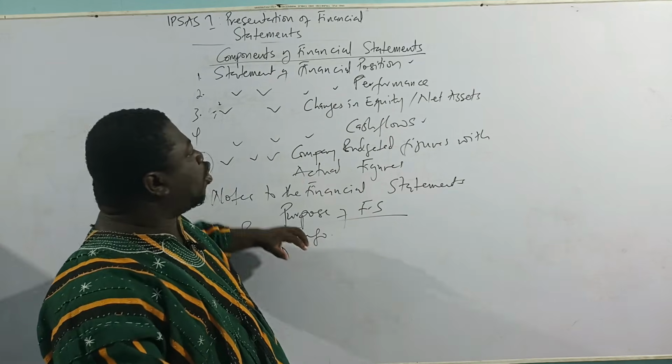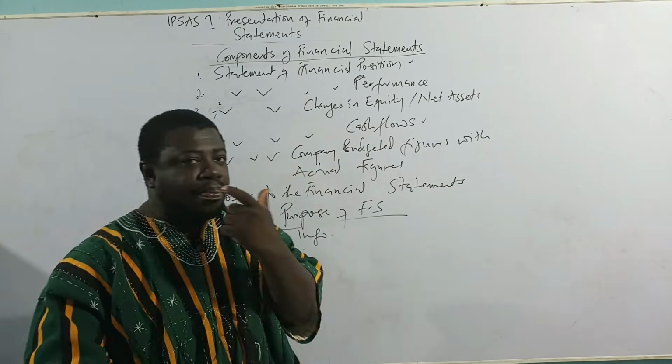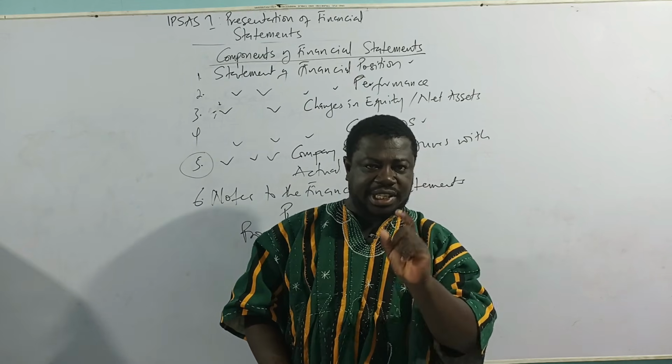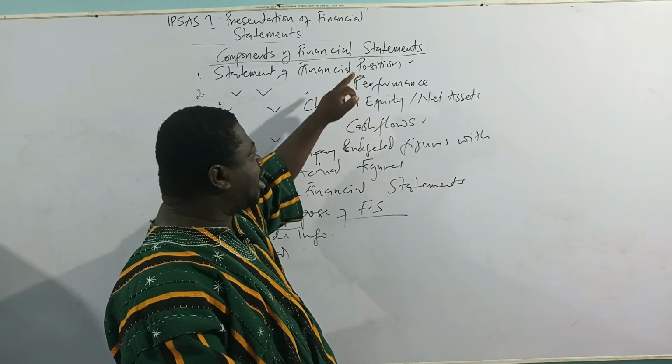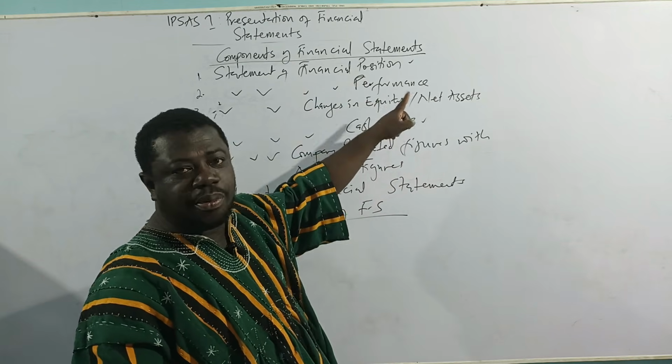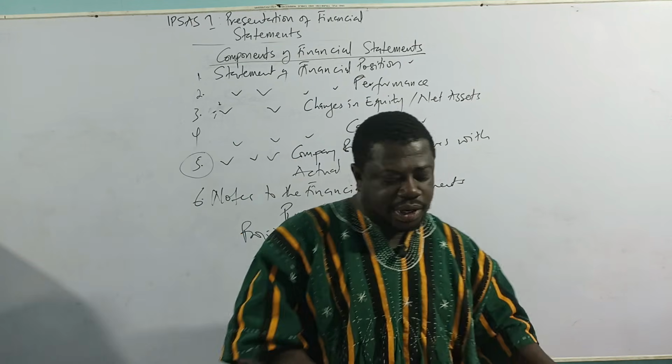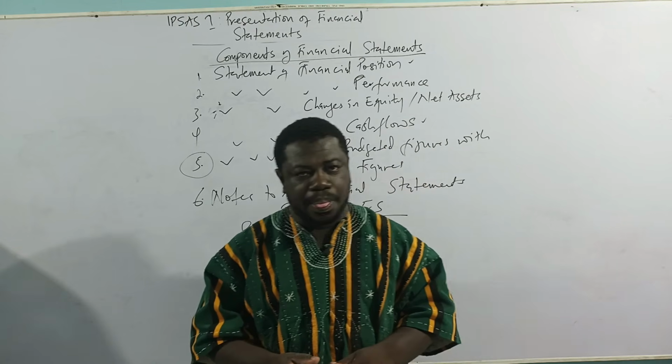But when it comes to the components, there are six. But the purpose of general purpose financial statement, according to IPSAS 1, is to provide information about the financial position and the financial performance and the cash flow position of the organization. That is what you need to know.